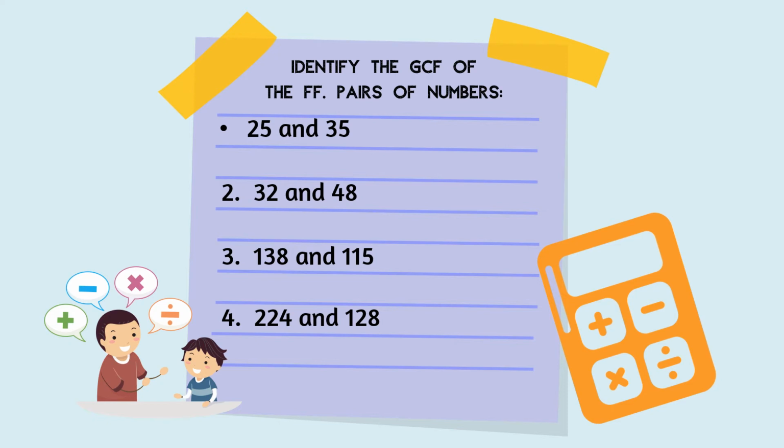Pwede ka rin gumamit ng prime factorization. Pwede naman na kapag maliit yung number and you have the idea kung ano yung common factor nila, pwede na rin naman yun. So, let's try the first pair, 25 and 35. For 25, what are the possible prime factors of 25? 25 is divisible by 5, di ba? So, we can express it as 5 times 5. And we know that 5 is a prime number. So, all good na tayo kay 25.